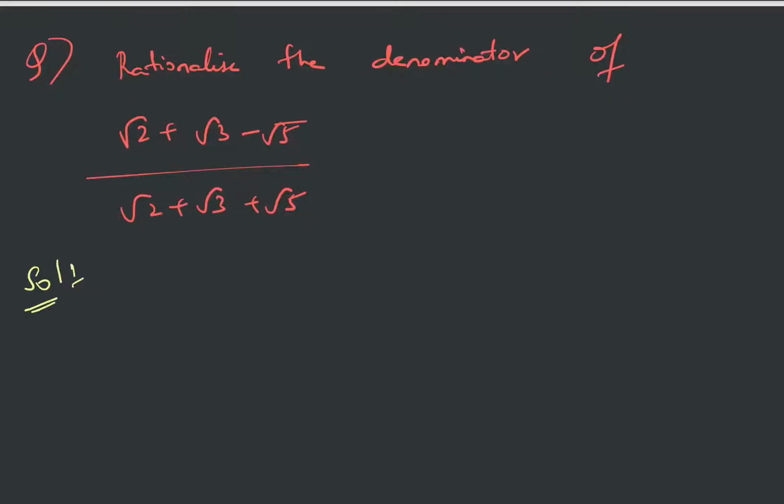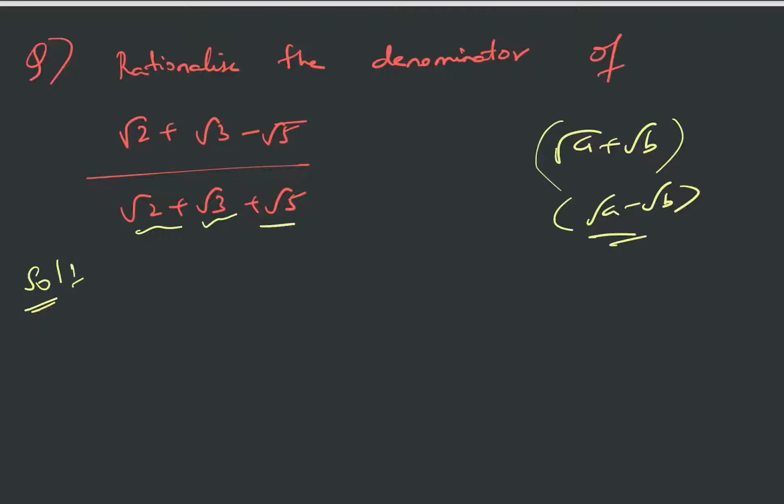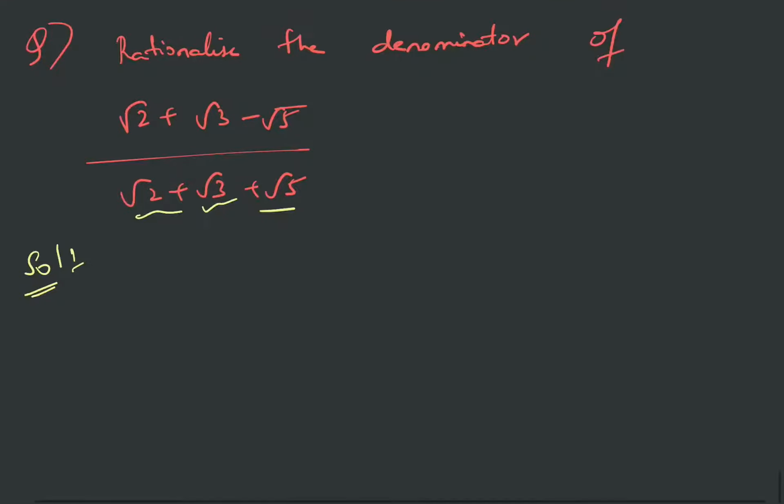See, we know that to rationalize root a plus root b, we can just multiply with root a minus root b, right? But here you have root a plus root b plus root c. So let us see how to do this, right? So I think we need to do the process of rationalization 2 times, and then we'll finally end up with a rational number in denominator.